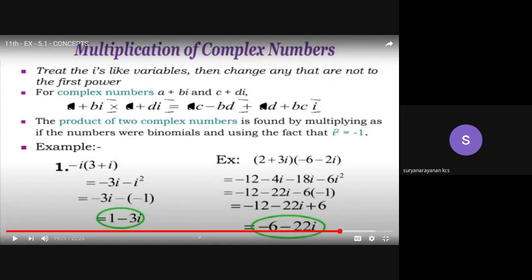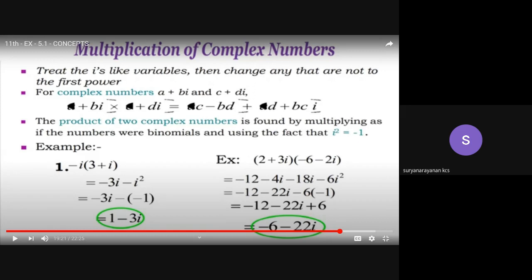That is equal to minus 3i minus, i square value is minus 1. So minus of minus 1, what will you get here? 1. So 1 minus 3i. This is the product of these two complex numbers.